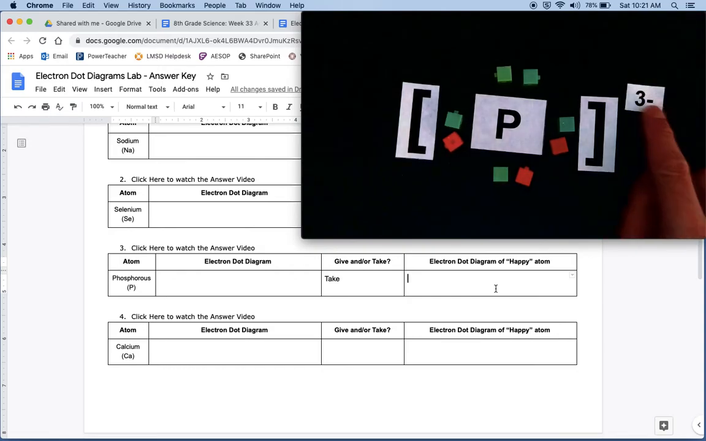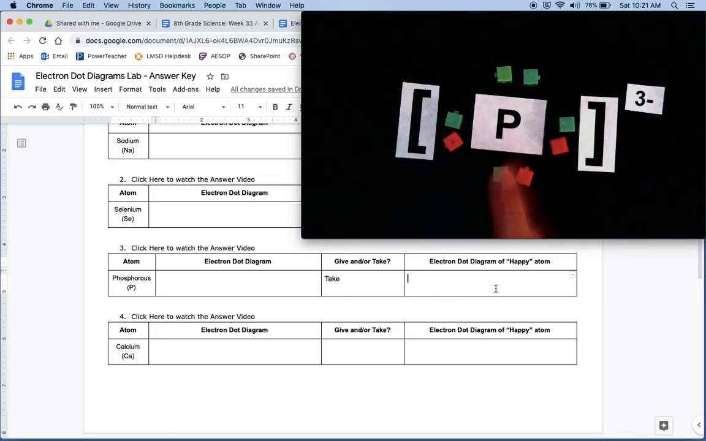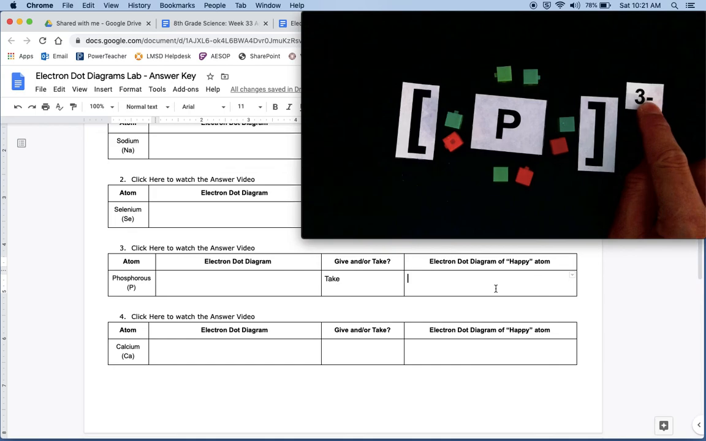Remember, the minus sign is not subtraction. It is a symbol for the electron because an electron is negatively charged. So we can say that in order for phosphorus to be happy, it's got to have 3 more electrons. Okay? All right.